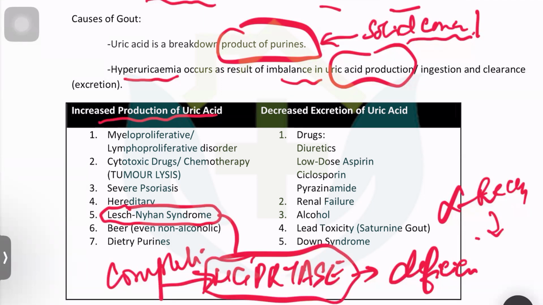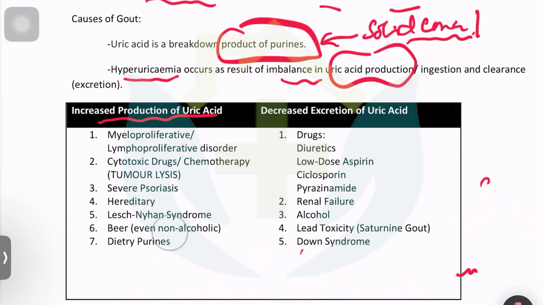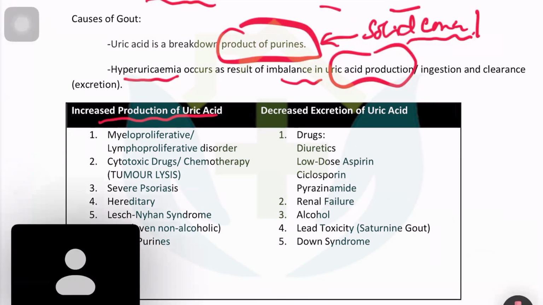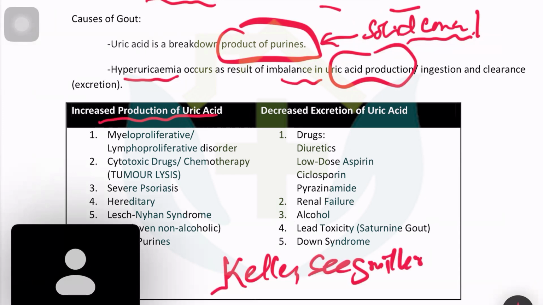Can somebody tell me what is the disease with partial deficiency of HGPRTase known as? Can anyone do that? It is very important. Many times I asked this question. This question had come to me when I was giving the MRCP exam. Any idea? Sir, Kelley-Seegmiller syndrome. Wonderful. So it is known as Kelley-Seegmiller syndrome. It is the younger brother of Lesch-Nyhan syndrome.